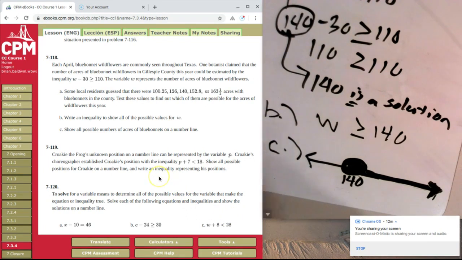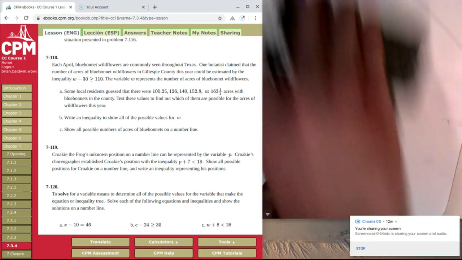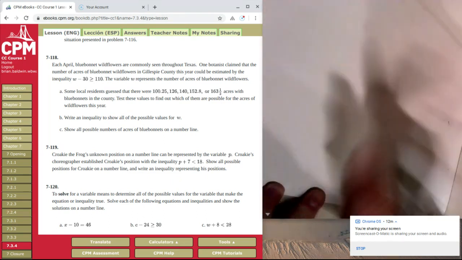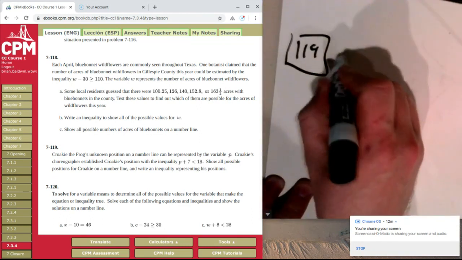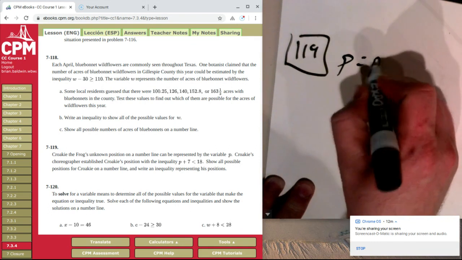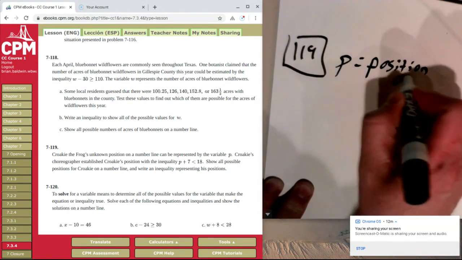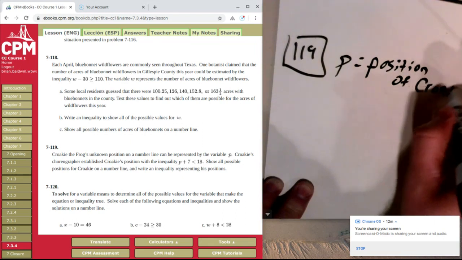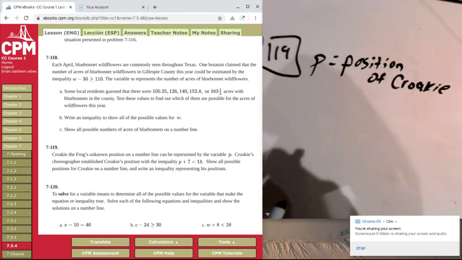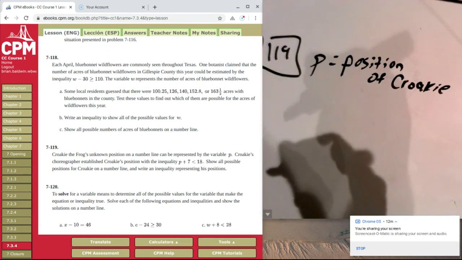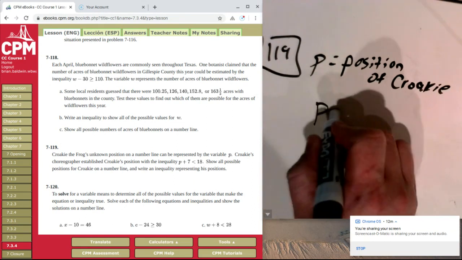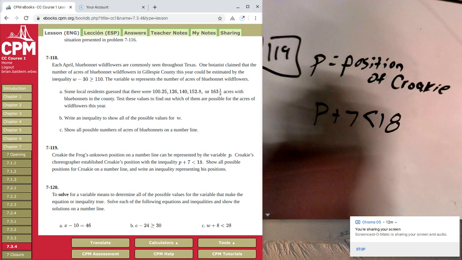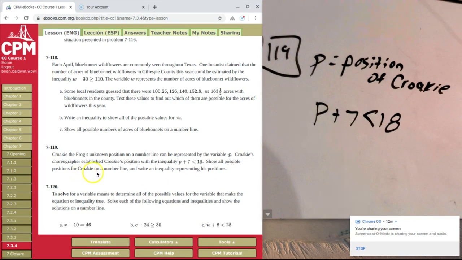All right, question 119. Croaky the frog, unknown position on a number line, can be represented by the variable p. So again, we defined our variable. P is equal to the position of Croaky. And we started talking about Croaky when we were using the number line and how when we first began writing algebraic expressions. So Croaky's choreographer established Croaky's position with the inequality P plus 7 is less than 18.